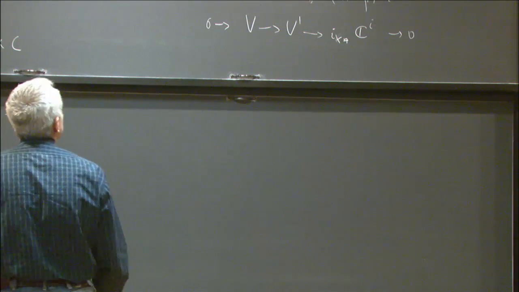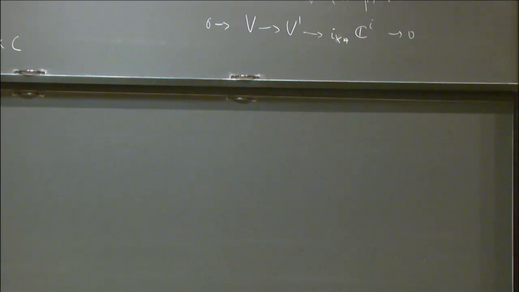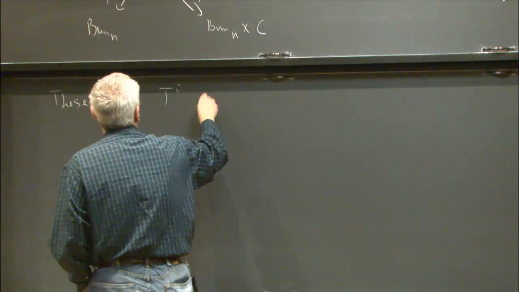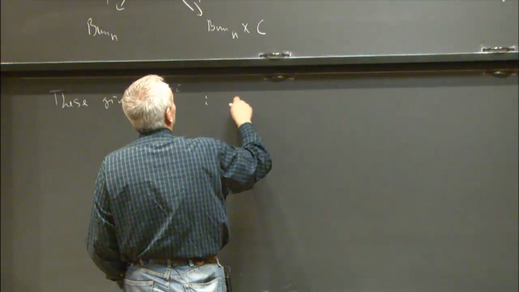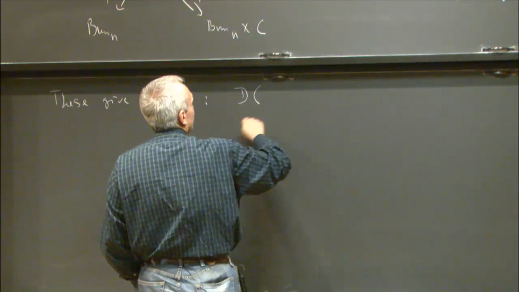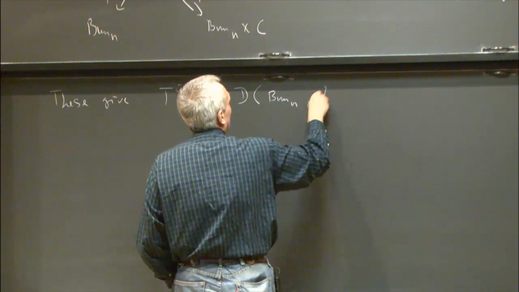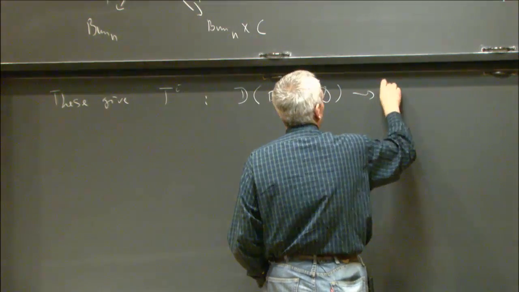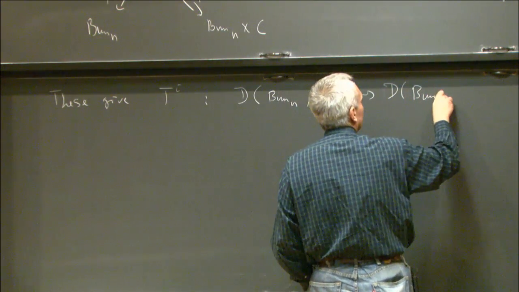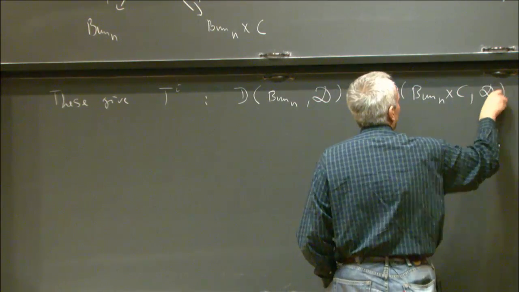And then these Hecke guys, they give an operator, let's call it Ti, that sends D-modules, or say the derived category of quasi-coherent D-modules on Bun, to the derived category of quasi-coherent D-modules on Bun cross C.